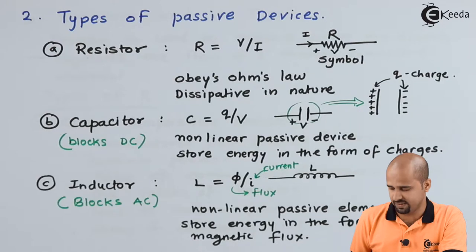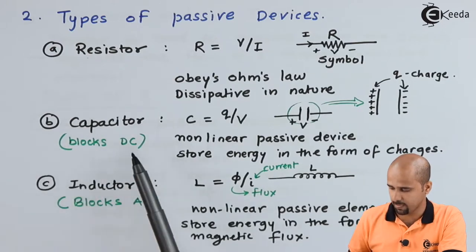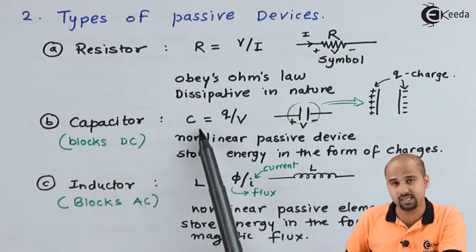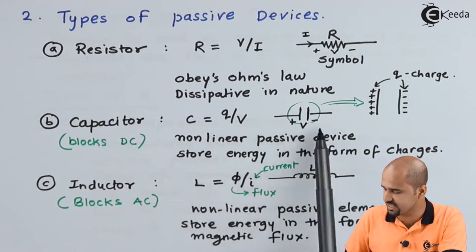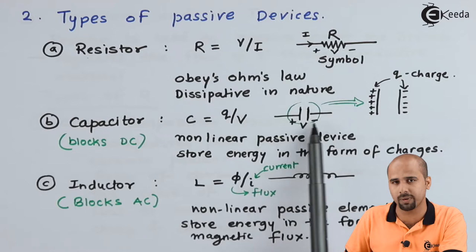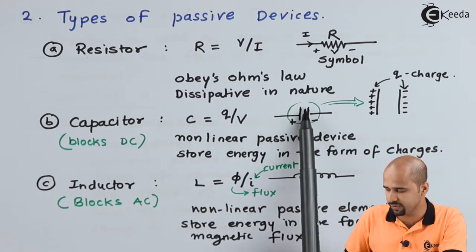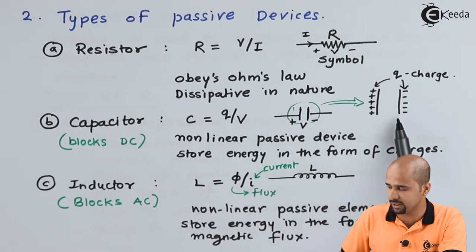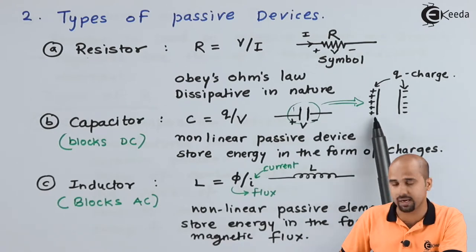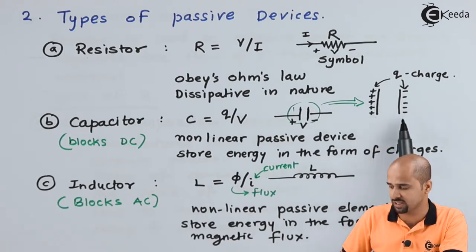Second type of passive device is capacitors. The capacitance C is equal to charge divided by voltage. A capacitor is basically made up of two parallel metal plates, and in between we have a dielectric. If we zoom into this part, one parallel plate will have positive charge, and the other parallel plate will have negative charge.